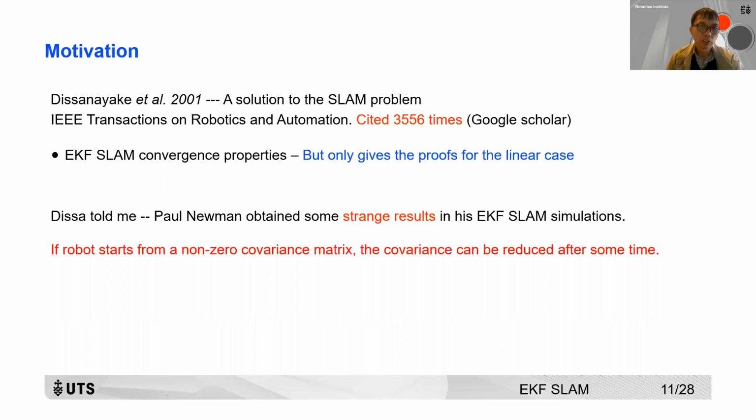For those who don't know, Paul Newman was a PhD student of Hugh Durrant-Whyte and DISA. So DISA was Paul's PhD co-supervisor. When Paul did some simulations, he found something strange. The strange thing is, if the robot starts from a non-zero covariance matrix, the covariance can be reduced after some time.